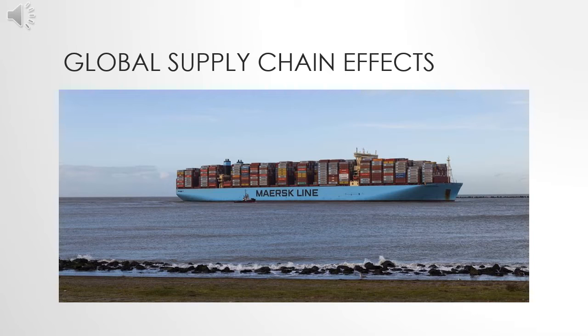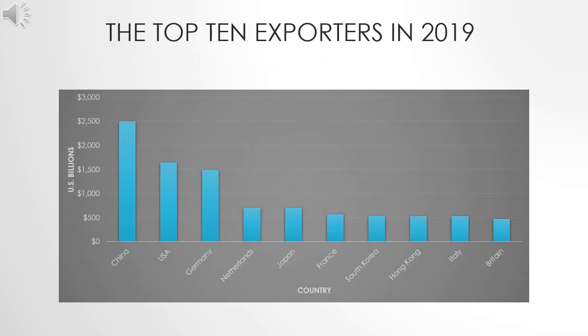Global supply chain effects. The top 10 exporters in 2019 were China with $2,500 billion, the U.S. with just over $1,500 billion, Germany with $1,500 billion, the Netherlands with over $500 billion, Japan with just over $500 billion, France and South Korea with $500 billion, Hong Kong with $500 billion, Italy with $500 billion, and Britain with just under $500 billion.